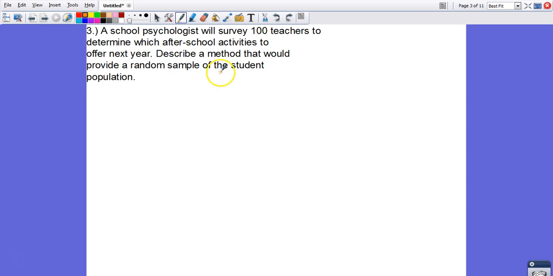The school psychologist will survey 100 teachers to determine which after-school activities to offer next. Describe a method that would provide a random sample of student population. Okay, so there's several things you're just going to need to do. I don't care how you do it, names out of a hat, school computer, random sample, whatever. But you're going to have to get all grades, right? All genders.